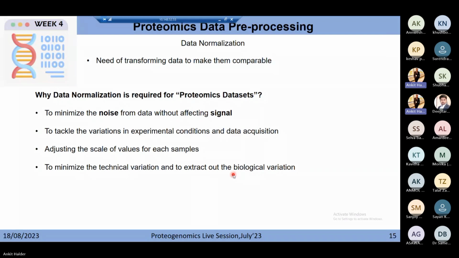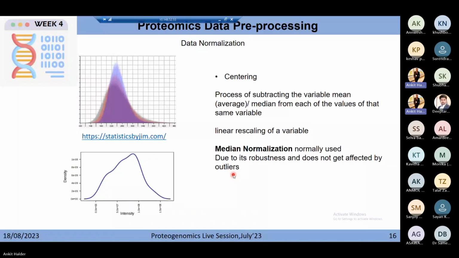Before going to the analysis steps and techniques, it is important to understand why it is required. Hopefully you are all clear now why we need to go for pre-processing before we can do the statistical analysis to understand the differences. We also need to understand how our data quality is, how our run is, and how good the proteome coverage is, and only then can we try to find out what the differences are. So this is the data normalization part.